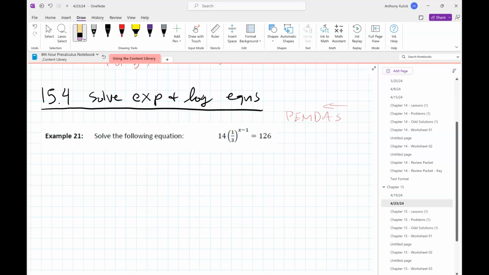Next thing I would want to do is undo any multiplication or division. I see I do have some multiplication going on between the 14 and the 1/3 to the x minus 1. So I'm just going to divide both sides by 14 to start. 126 divided by 14 is 9. Now, what I need to do next is I need to get rid of that exponent base of 1/3. What do I need to do to both sides to cancel out that exponent base of 1/3?